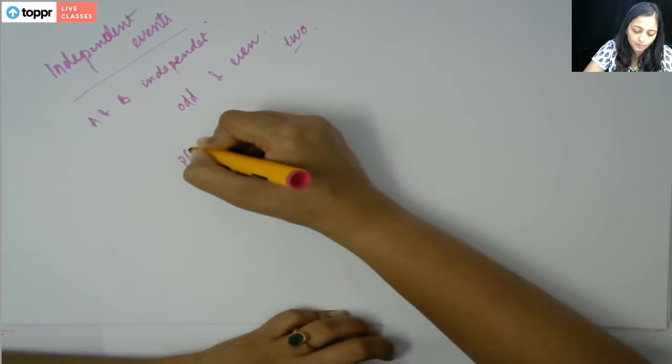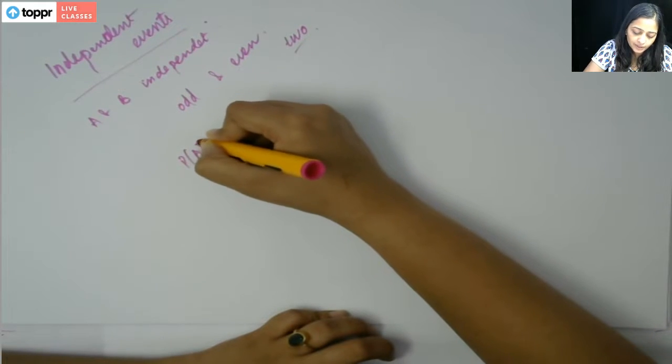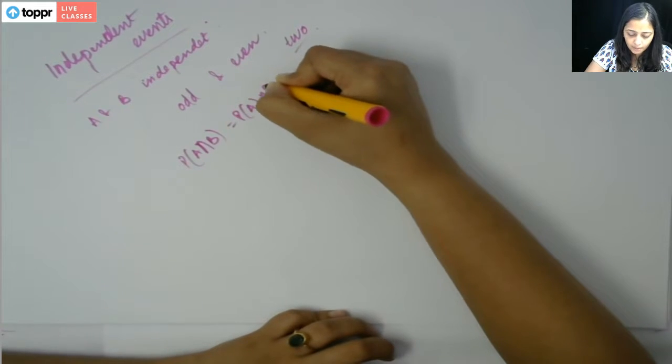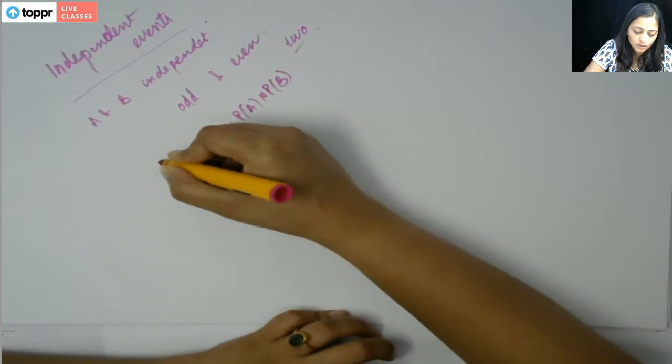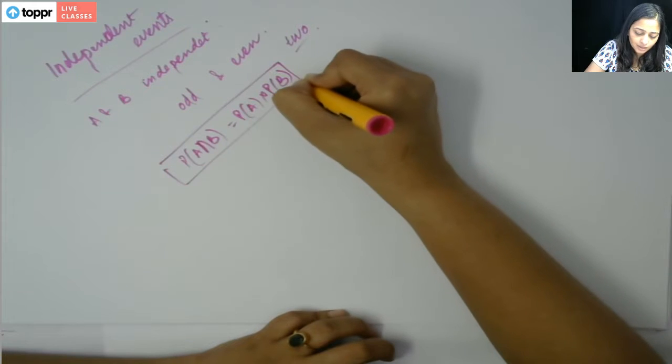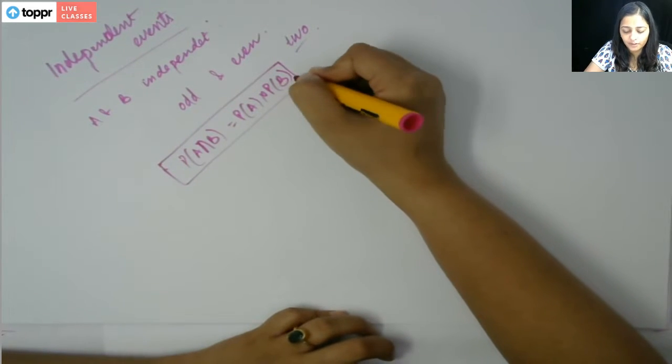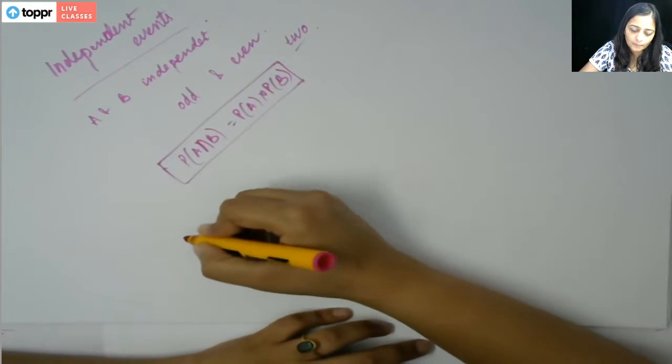So in that case, the probability of A intersection B is always equal to the probability of A multiplied by the probability of B. So in case of independent events, the probability of A intersection B is always equal to the probability of A multiplied by the probability of B.